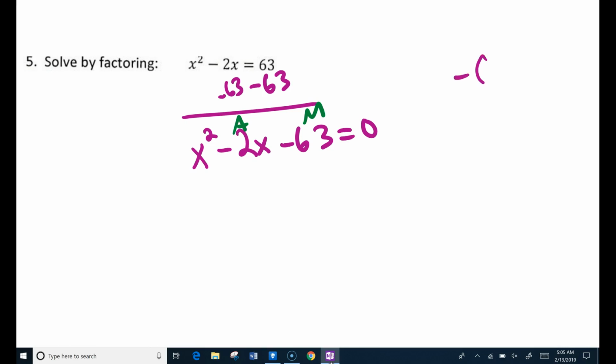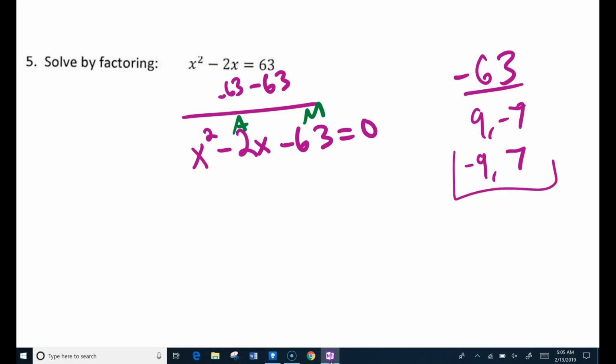So if I think about the factors of 63, you have 9 and negative 7, or negative 9 and positive 7. And if I need them to add to negative 2, this is the pair that's going to work here. And remember, if you have trouble finding factors, if you don't know them off the top of your head, you can always go into your calculator, type in negative 63 over x, and just take a look at the table. And those will give you all the x and y values that multiply to negative 63.